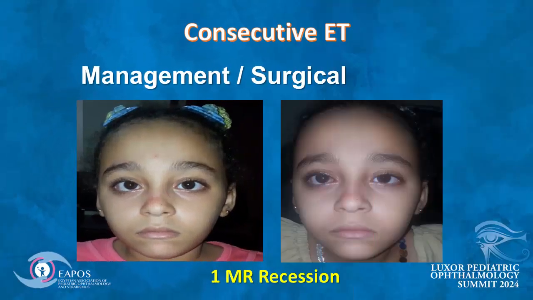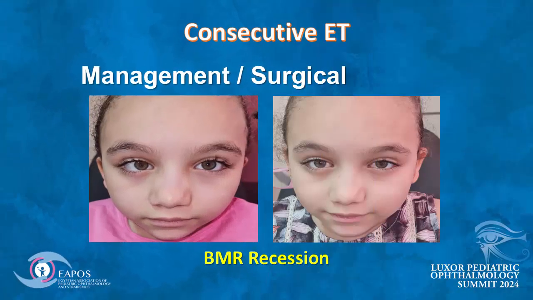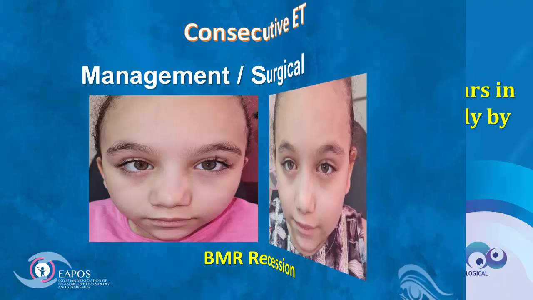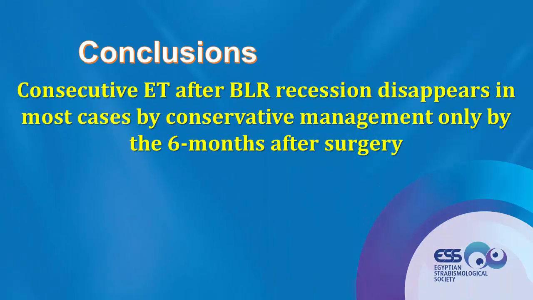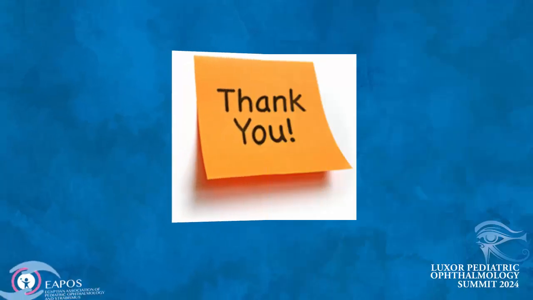The management of consecutive esotropia is either by unilateral medial rectus recession or bilateral medial rectus recession, according to the angle of deviation. My conclusion is that consecutive esotropia after bilateral rectus recession disappears in most cases by conservative management only by 6 months of life. Thank you.